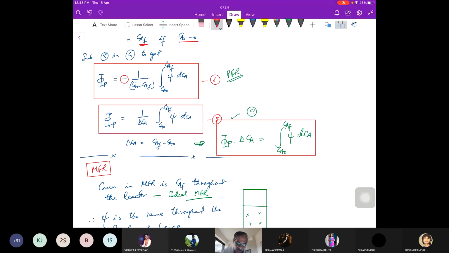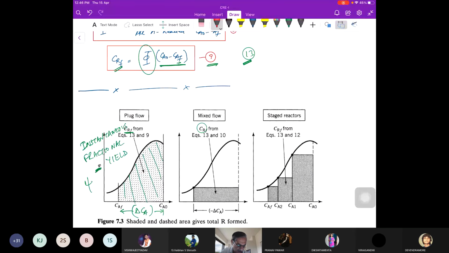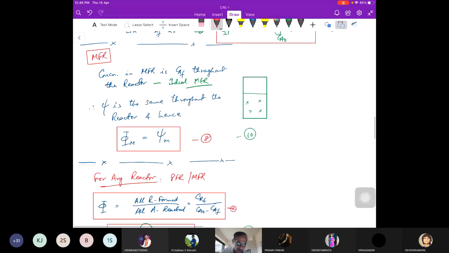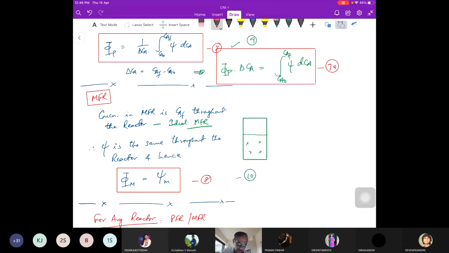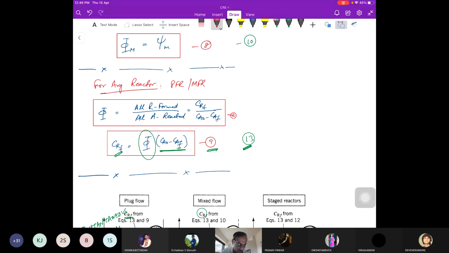Okay. So if I plot psi versus CA and find the area under the curve between CA naught and CF, I'll get phi P into delta C from this equation. That's what he has done here. Psi versus CA integrated, that means the area under the curve between CA naught and CF, when found, what you'll get is phi P into delta CA. And what is phi P into delta CA? CRF.